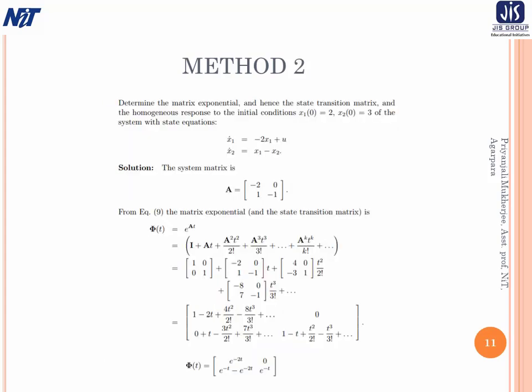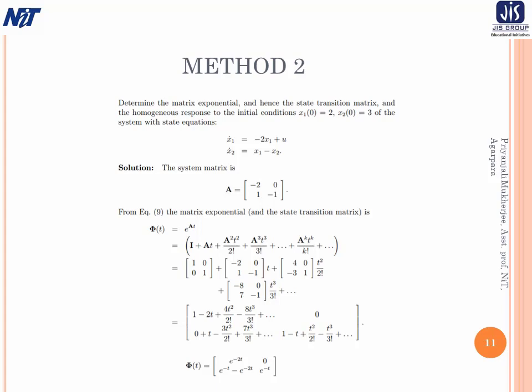Next is the second method. In the second method, we will use the power series expansion formula. In the power series expansion formula, e to the power At is equal to the identity matrix plus At plus A square t square by 2 factorial plus A cube t cube by 3 factorial and so on. If we put in all these values, we can find the result, but in the power series method, we actually have to calculate A square, A cube like this, and it is time consuming. That's why it is not practicable to calculate the higher powers of A.